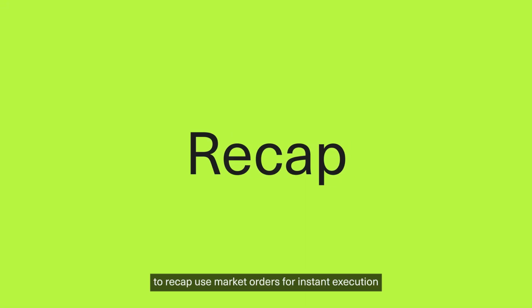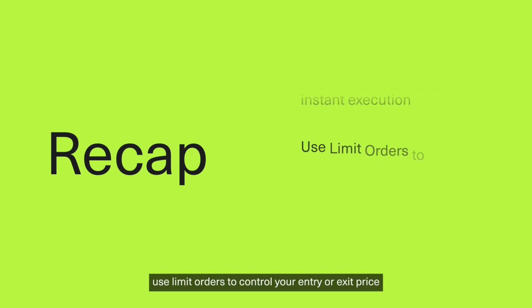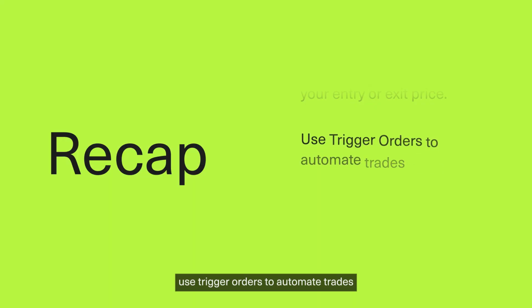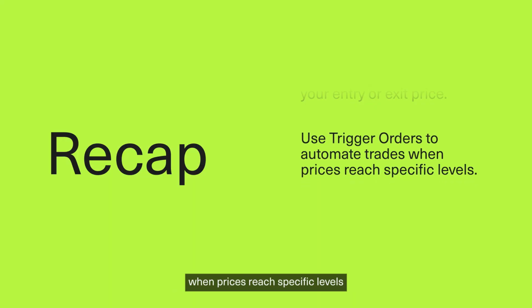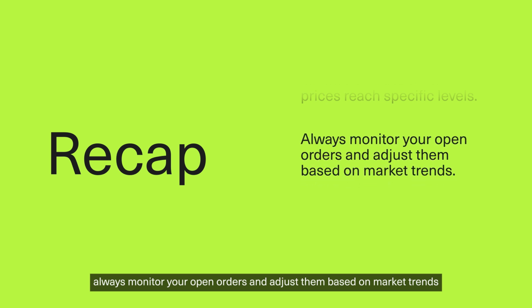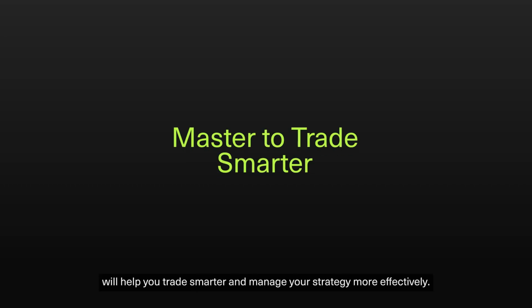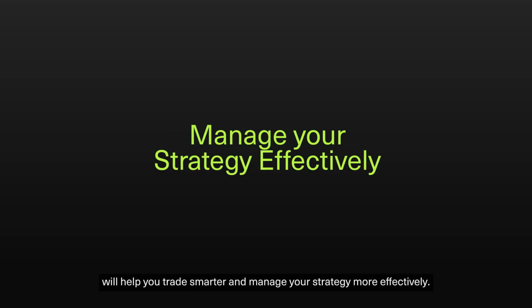To recap, use market orders for instant execution. Use limit orders to control your entry or exit price. Use trigger orders to automate trades when prices reach specific levels. Always monitor your open orders and adjust them based on market trends. That's it. You've learned how to use market, limit, and trigger orders on the Bitunix app. Mastering these order types will help you trade smarter and manage your strategy more effectively.